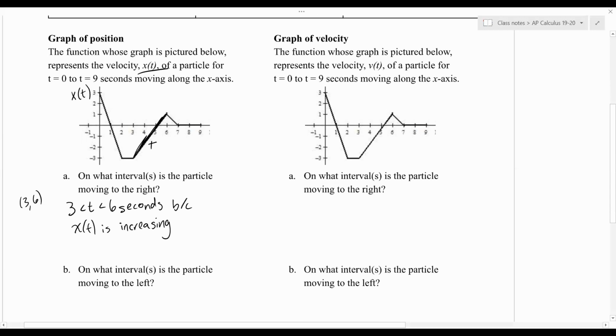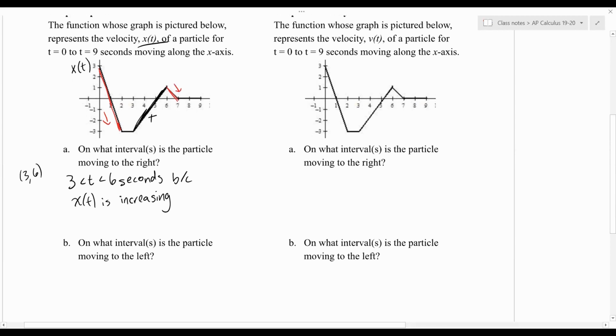If they give us x of t, we have to say x of t in our reasoning. So when is it moving to the left? It's moving to the left when the function is decreasing. Decreasing means going down. So here it's decreasing, and here it's decreasing, going down. The slope is negative. So we can say between 0 and 2, union 6 to 7, because x of t is decreasing.